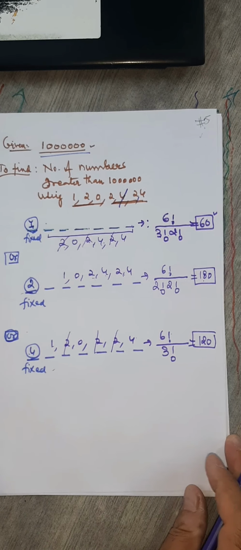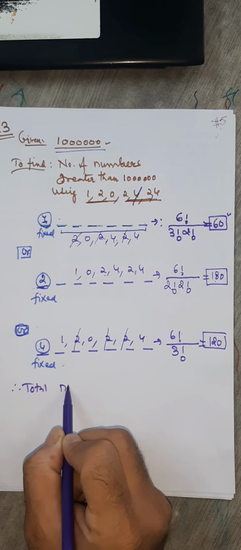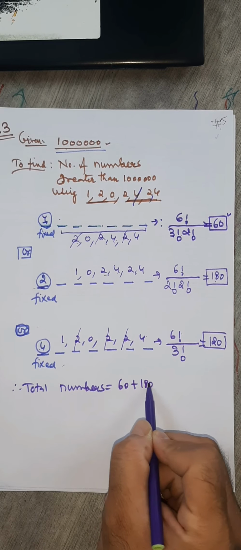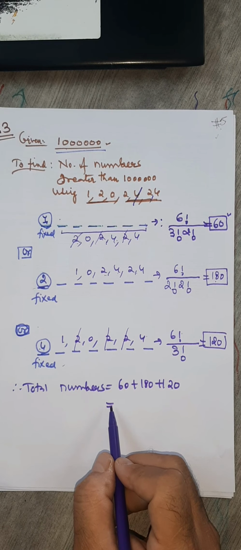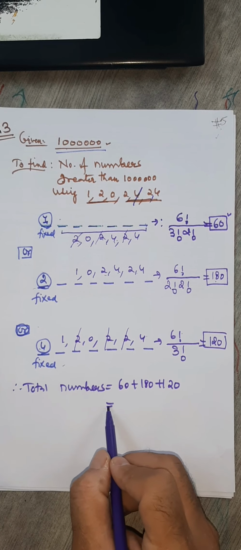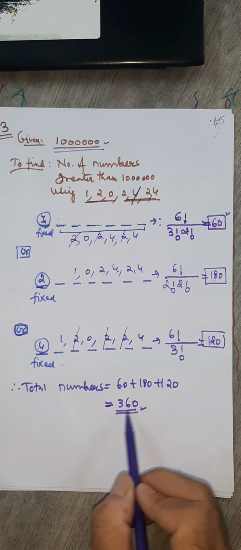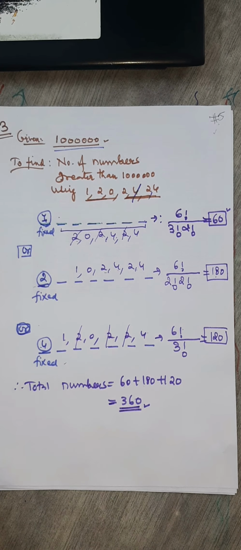So therefore, total numbers equals 60 plus 180 plus 120. Fine. So finally how much will you get? 360, remember. 300 plus 60, so 360 numbers can be formed, all of which would be greater than the given number 10 lakhs, remember. Okay, now next.